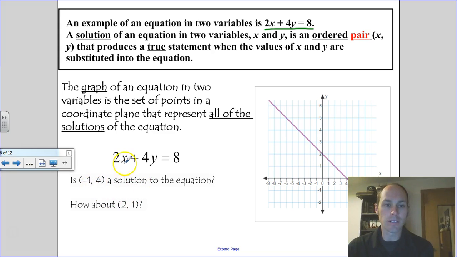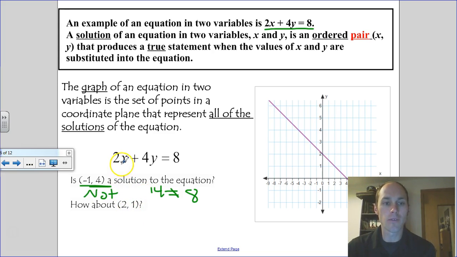Is that a solution? Well, 2 times -1 is -2, and 4 times 4 is 16. -2 + 16 is 14. 14 does not equal 8. Therefore, (-1, 4) is not a solution.